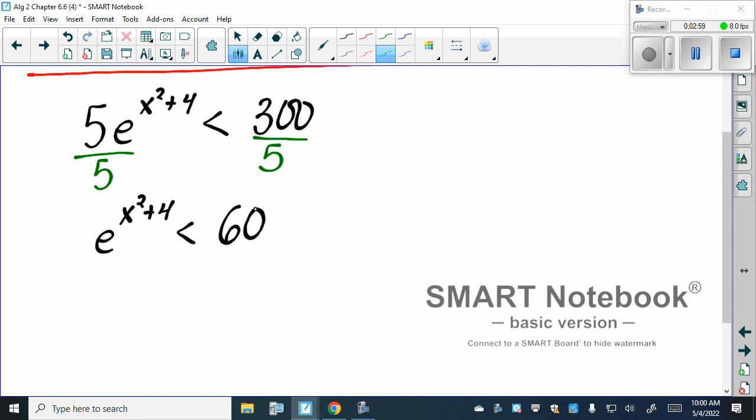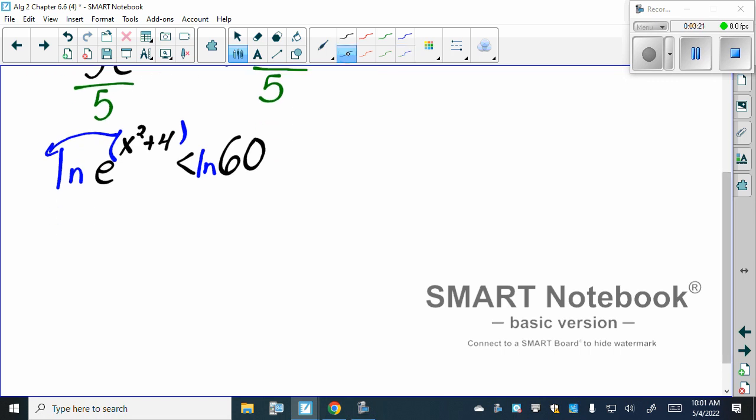Now what do we need to do to get rid of our e? We need to apply what? The natural log, because the natural log of e is 1. Natural log of e is 1. But the nice thing that we can do is move the exponent out front, and we simplify the e, which just leaves us with x squared plus 4 is less than the natural log of 60.